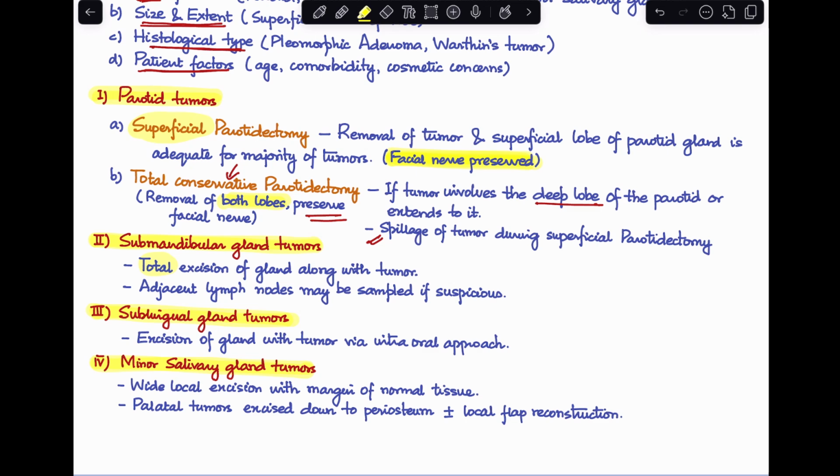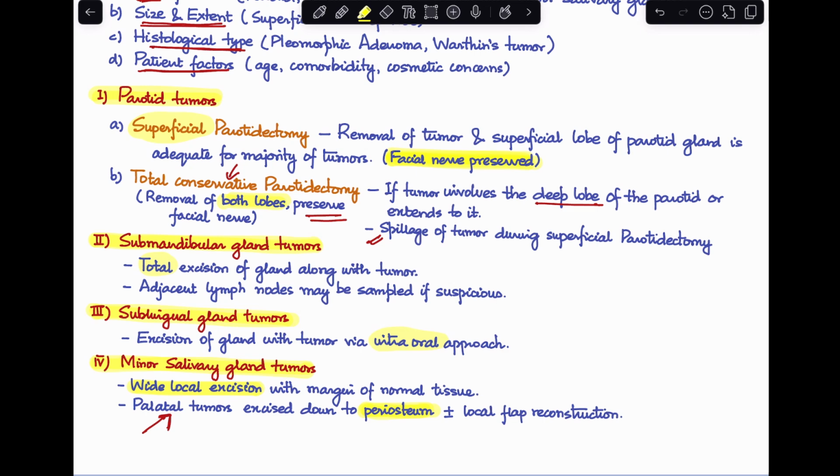In case of sublingual gland tumors, we'll also excise the gland along with the tumor and we'll do it via the intraoral approach. And lastly, for minor salivary gland tumors, depending on what it involves, we'll perform a wide local excision with a margin of normal tissue. The most common site amongst these is the palate. So if we find a palatal tumor, we will perform a wide local excision down to the periosteum. And after that, we have to do a local flap reconstruction. So that's all about the treatment and investigation in case of a benign salivary gland tumor.